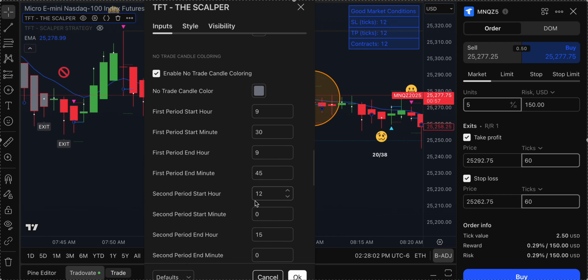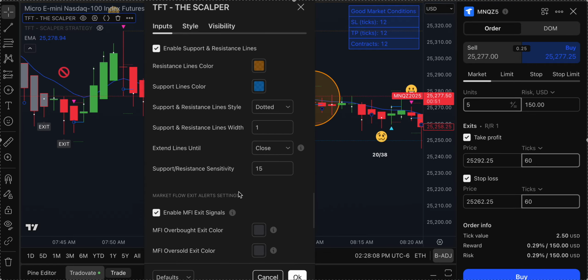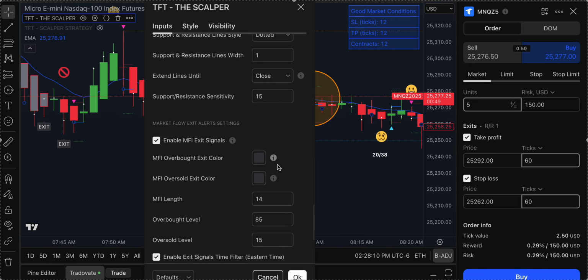These are the gray areas that I showed, what times I have those come on and off. Pivot lines, those are great for targets. Support and resistance is built in. And then the exit signals I didn't talk about yet, but I will right now. Let me just show you those.